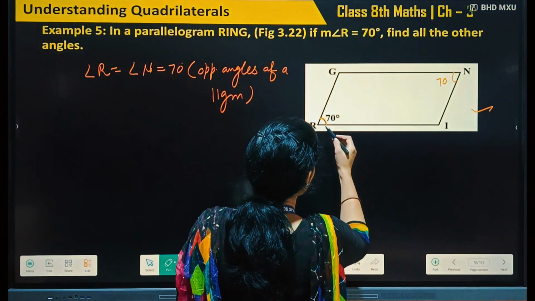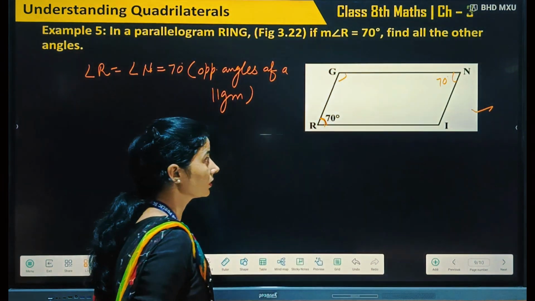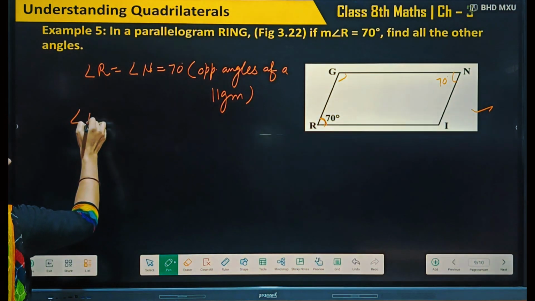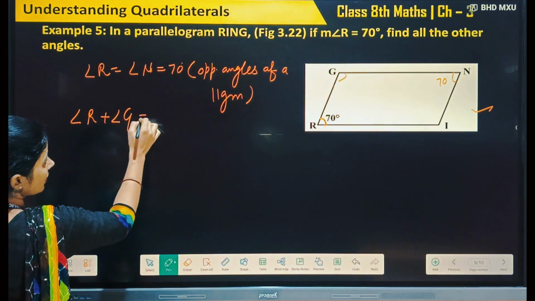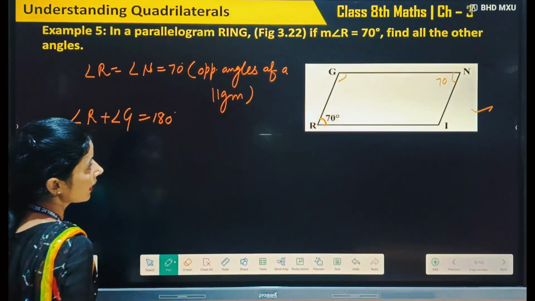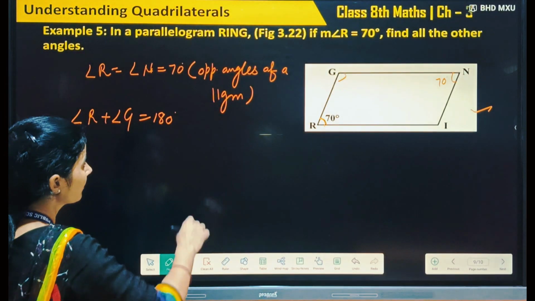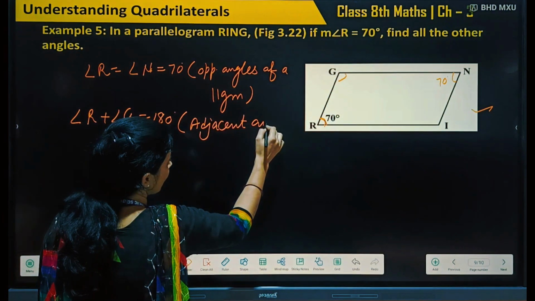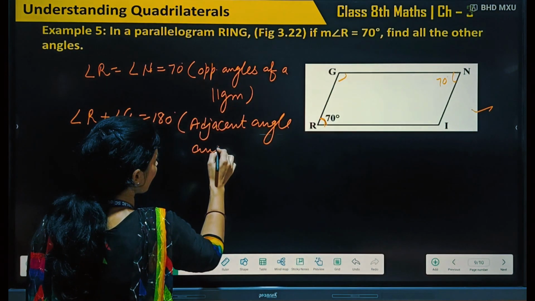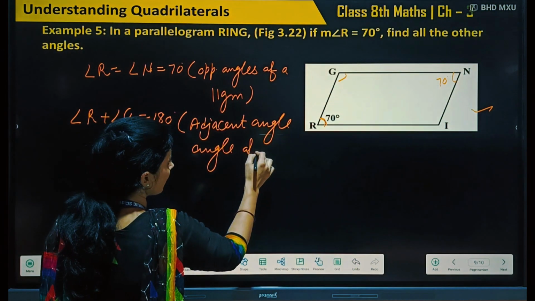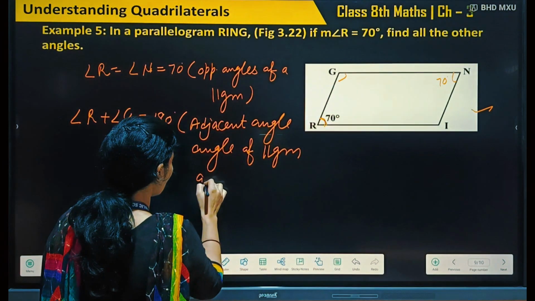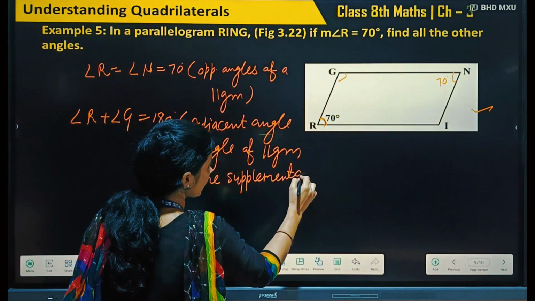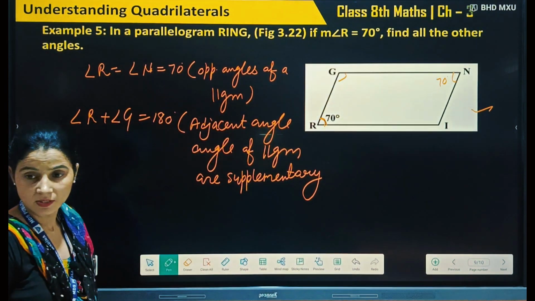Now see, this angle R and this angle G are supplementary angles. I can write angle R plus angle G equals 180 degree. And what is the reason? Adjacent angles of a parallelogram are supplementary.